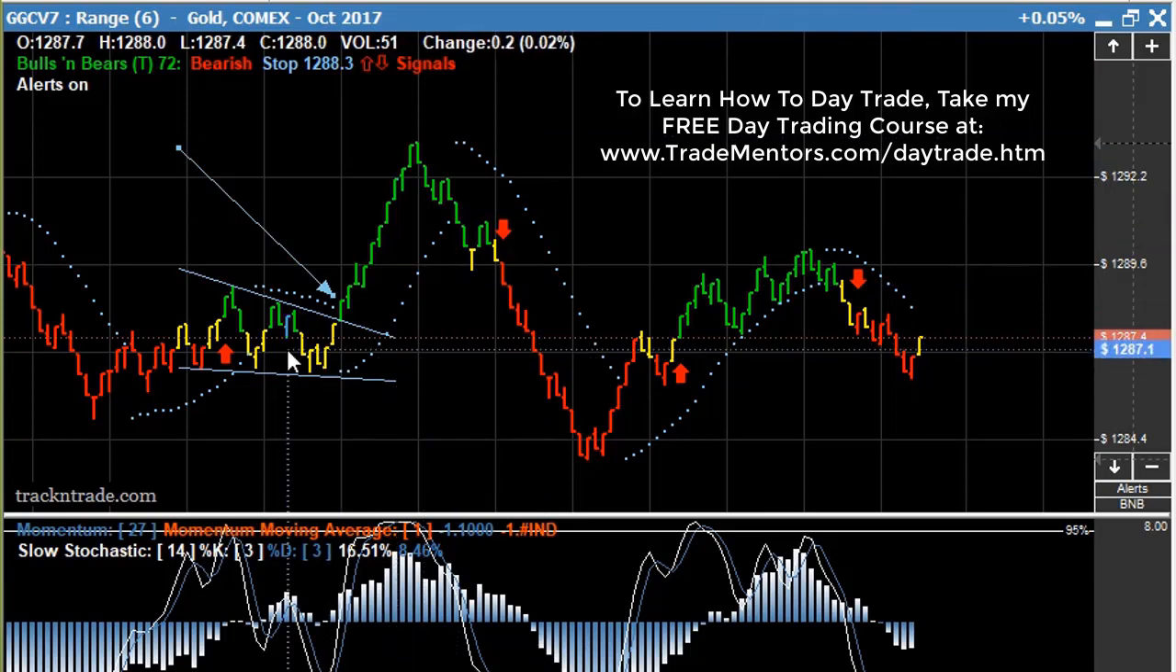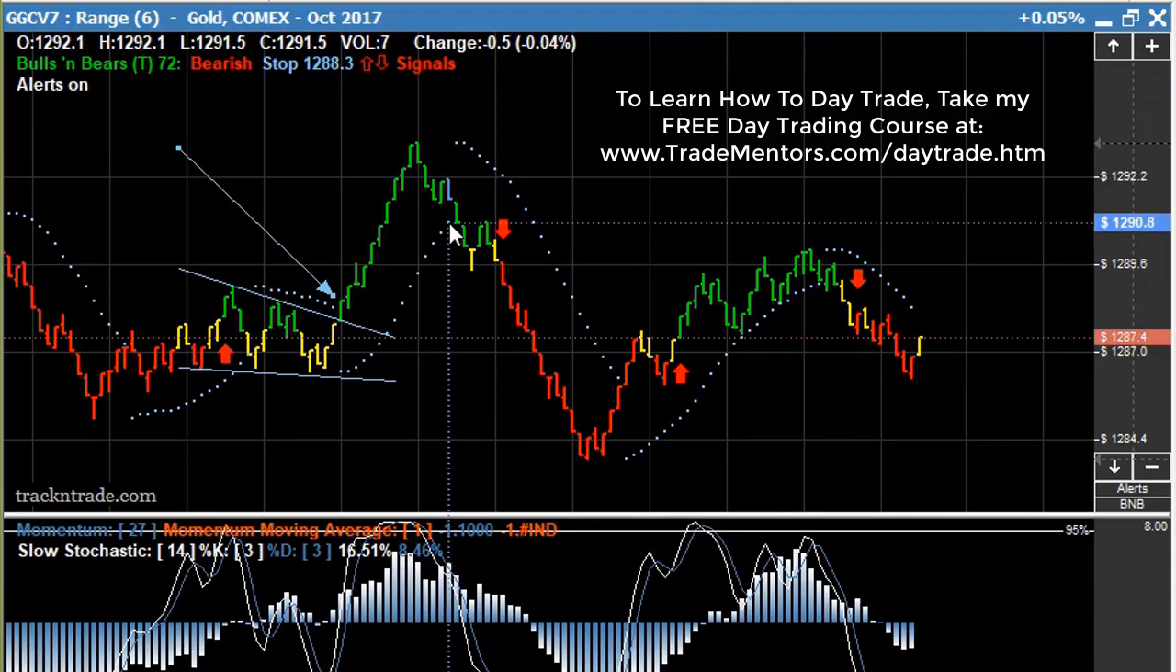Oftentimes we'll say, well, wait for a long set of dots and then a short set of dots and then another long set of dots. But we're getting a lot of this type of action on these very short time frames. So sometimes swing trading these is a very valid strategy.